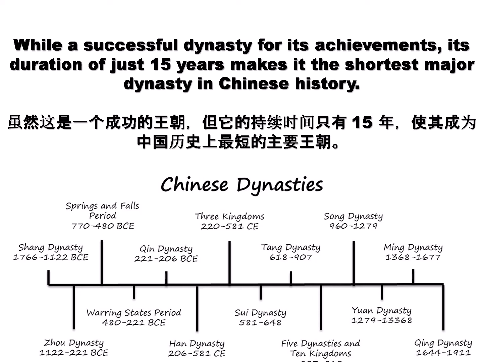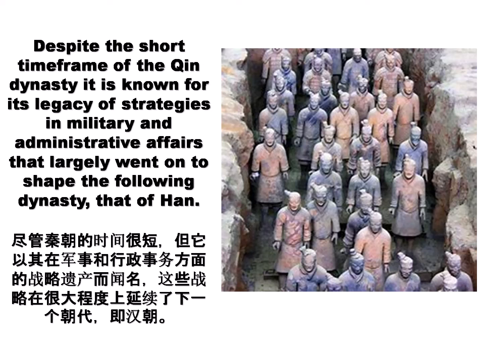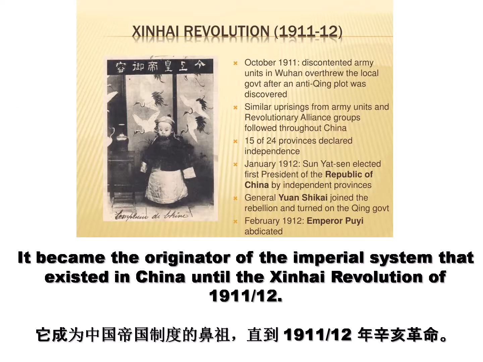While a successful dynasty for its achievements, its duration of just 15 years makes it the shortest major dynasty in Chinese history. Despite the short time frame of the Qin dynasty, it is known for its legacy of strategies in military and administrative affairs that largely went on to shape the following dynasty, that of Han. It became the originator of the imperial system that existed in China until the Xinhai Revolution of 1911-12.